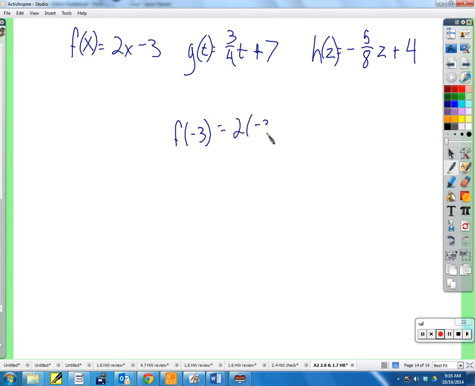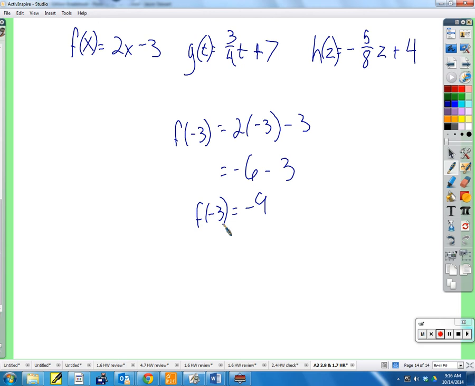2 times negative 3, minus 3. You see x has been replaced with negative 3, so x needs to be replaced with negative 3. Negative 6 minus 3 is negative 9. f of negative 3 is negative 9.